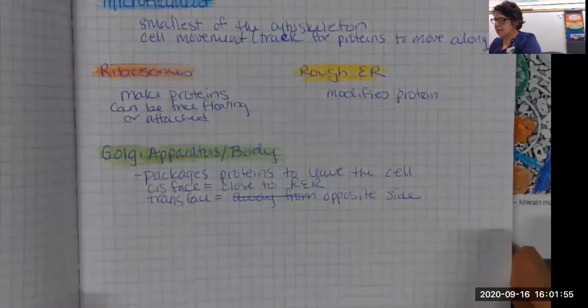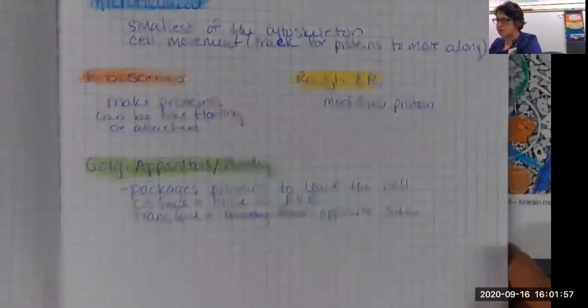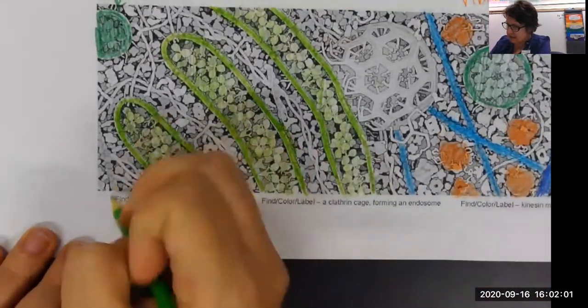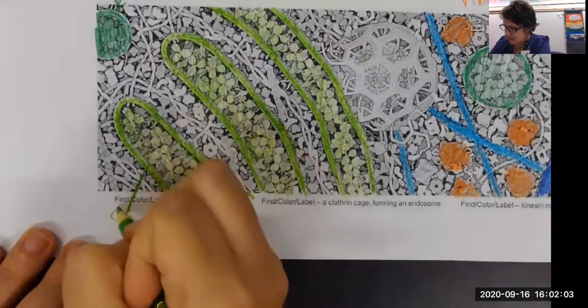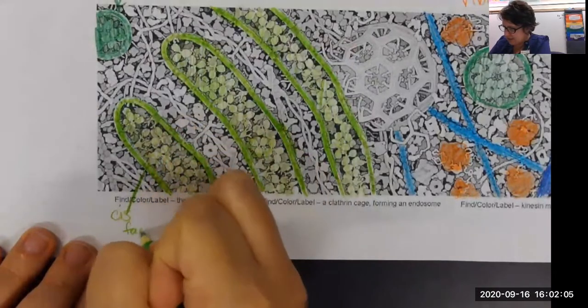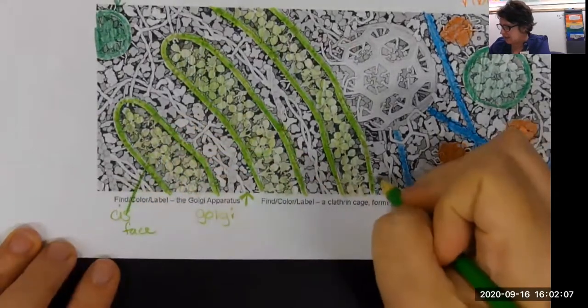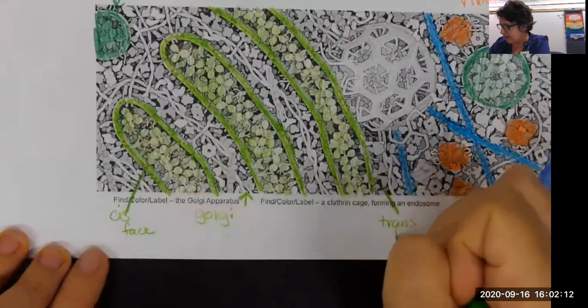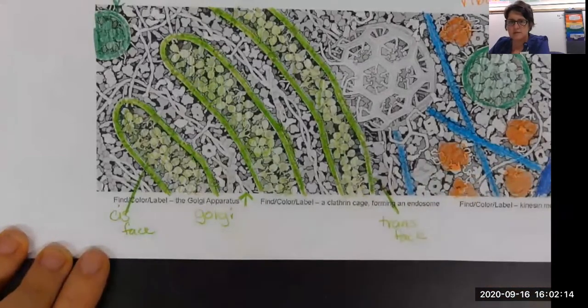And I do want to get that labeled on our picture. So this is our cis face, and then this is going to be our trans face. Okay, so a cis face and a trans face.